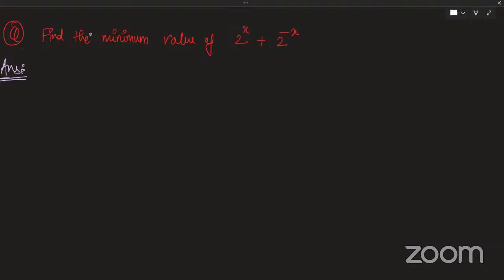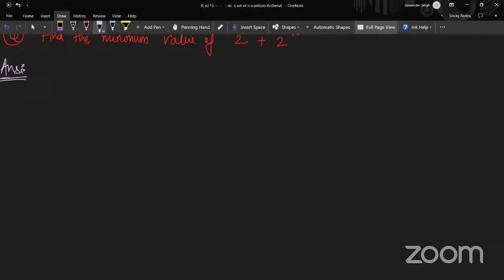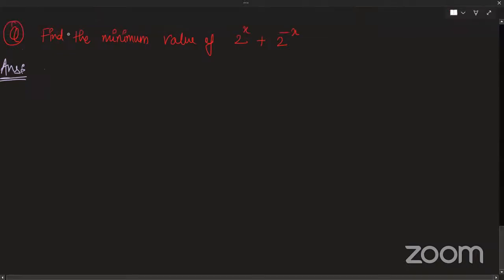Okay, no worries if you weren't able to think of it currently. So see, what will happen? I will assume that one of my observations is 2 raised to x. So I'm treating this as x1, my first observation. My second observation is 2 raised to minus x, and I am treating it as x2.